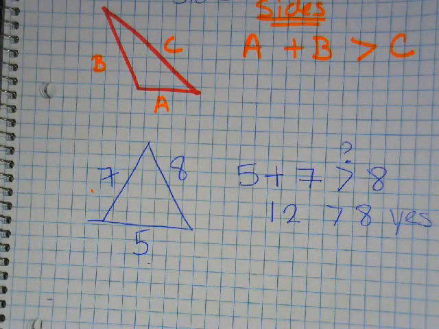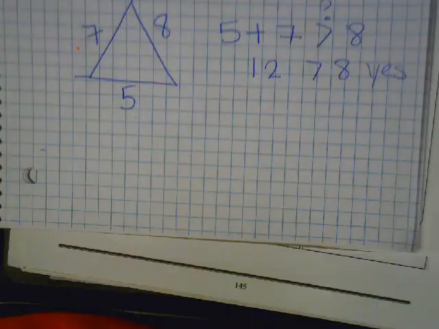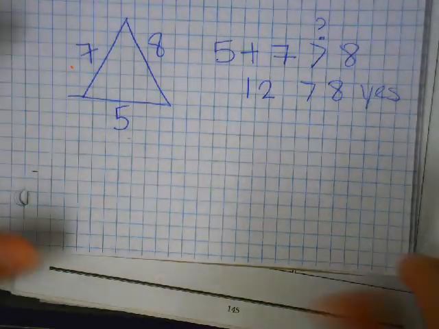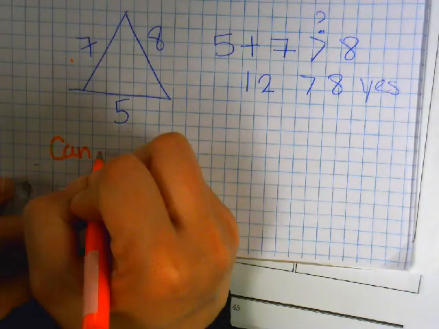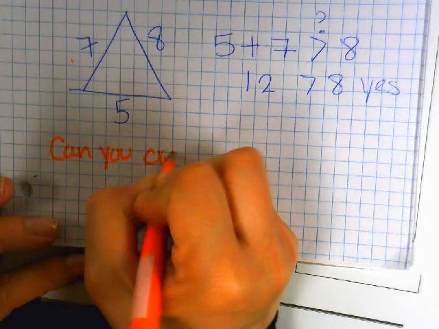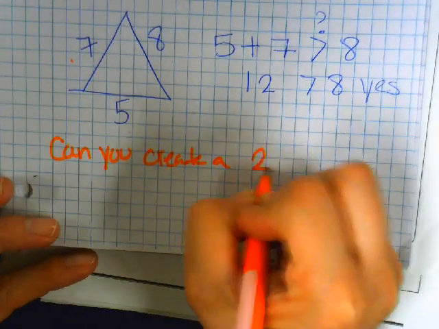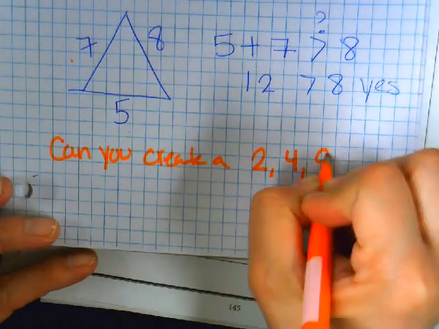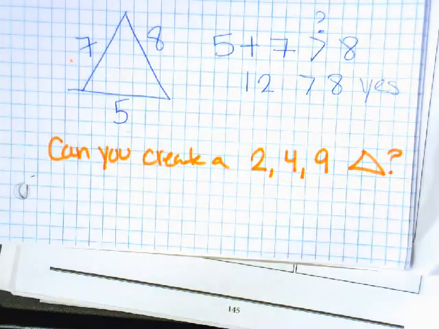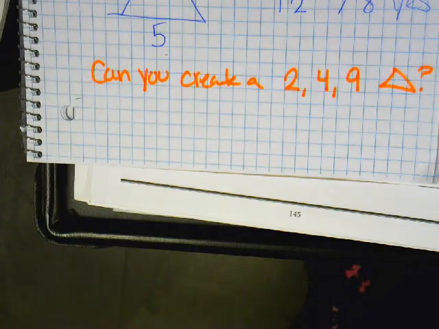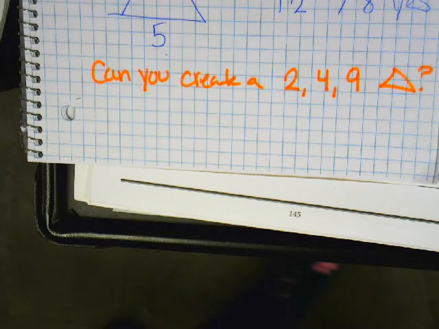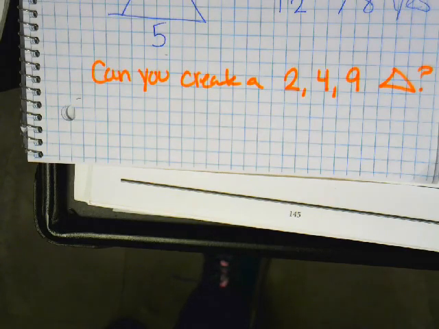I regret drawing this triangle. The way you're going to see it is not by a triangle. They're going to say, can you create a 2, 4, 9 triangle? That's how they're going to ask it. So then you write this down as an example. If it's on your homework, you can go back and be like, oh yeah, that's how I'm supposed to do it.